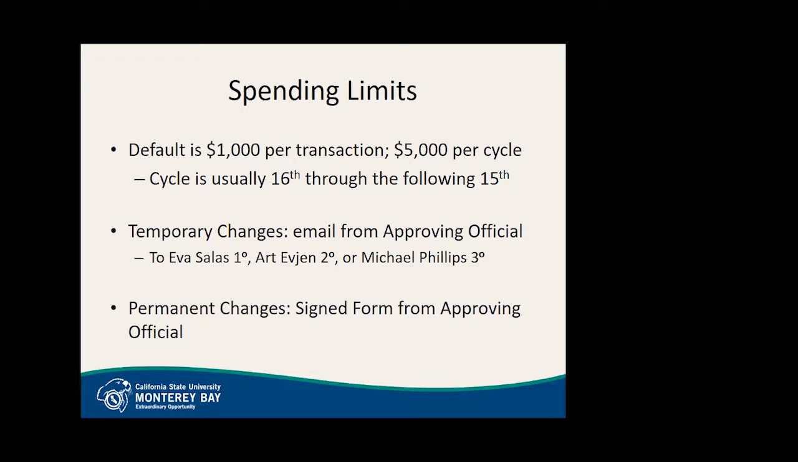For permanent changes, we would need a form, like the application form, and just say, okay, approving official, we're doing a permanent increase. If you found that your spending habits or patterns have grown so much that you have multiple temporaries, you might as well just go ahead and up it.